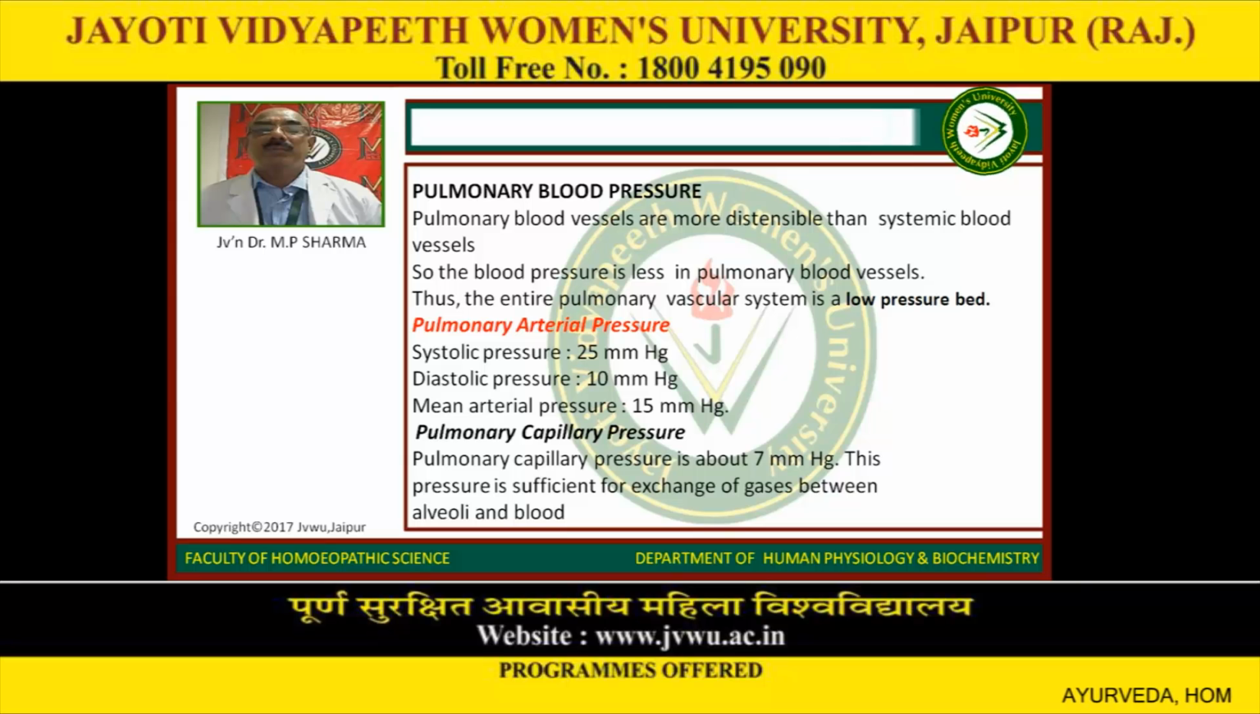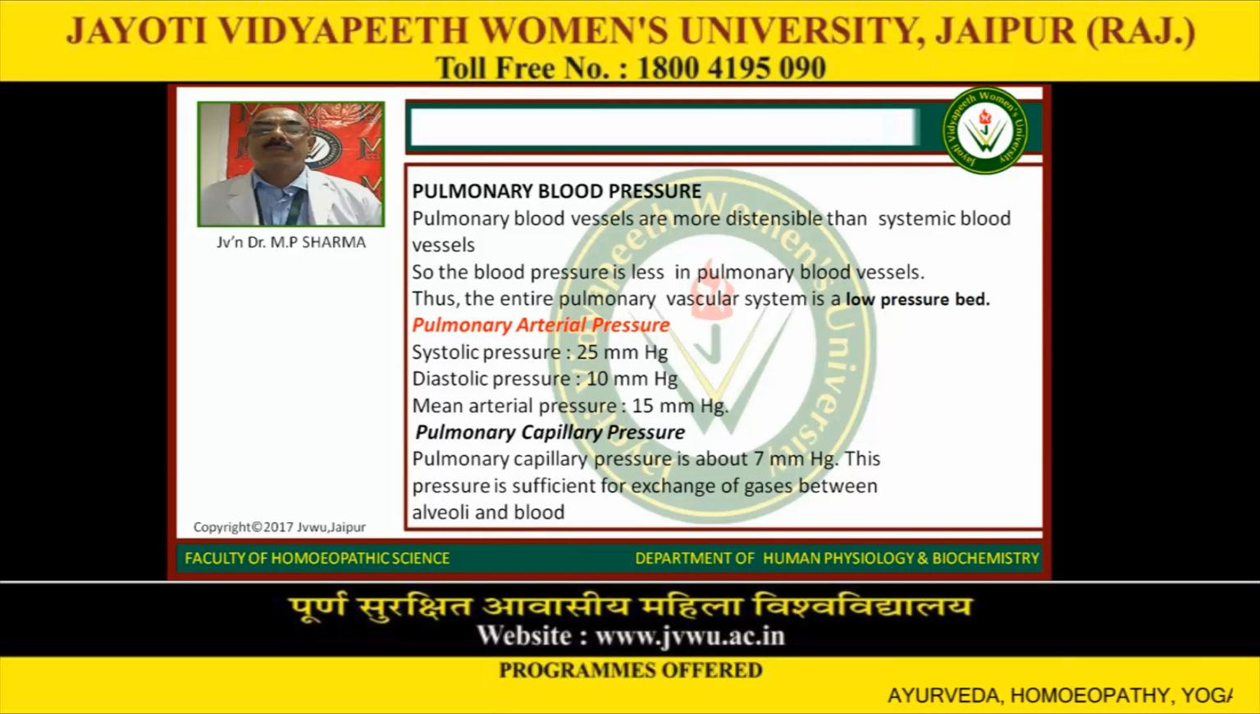Now pulmonary blood vessel pressure. Pulmonary blood vessels are more distensible than systemic blood vessels. So the blood pressure is less in pulmonary blood vessels. Thus the entire pulmonary vascular system is a low pressure bed. Now pulmonary arterial pressure: systolic pressure is 25 mm Hg, diastolic pressure is 10 mm Hg, and mean arterial pressure is 15 mm Hg.